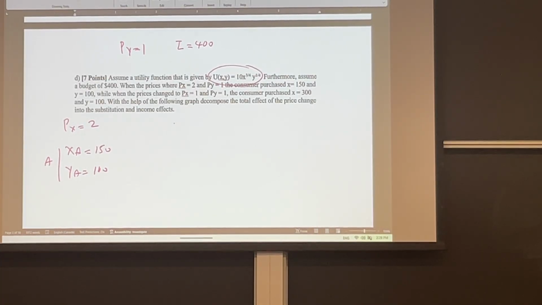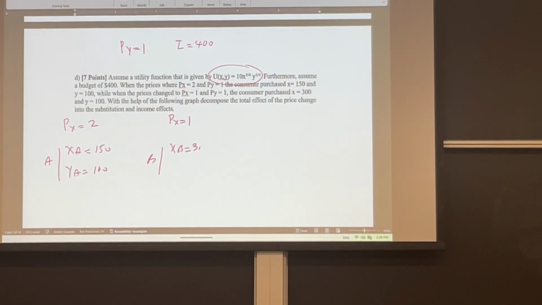When the price of X drops to 1, then this individual buys more X, but the same Y. So we know A to B is... what is A to B? That is the total effect of the price change, which is this distance, that is 150.